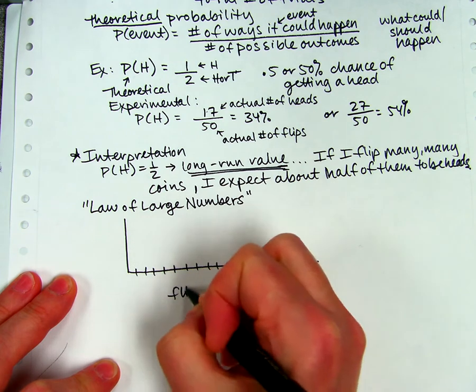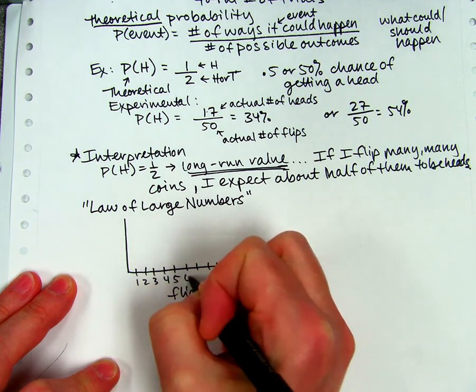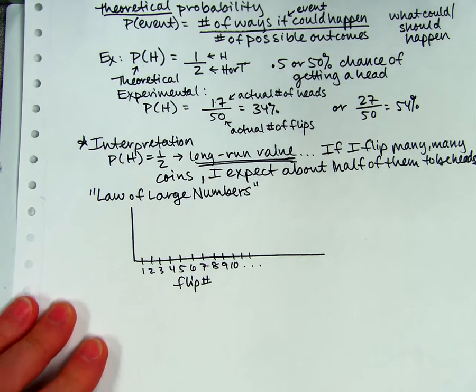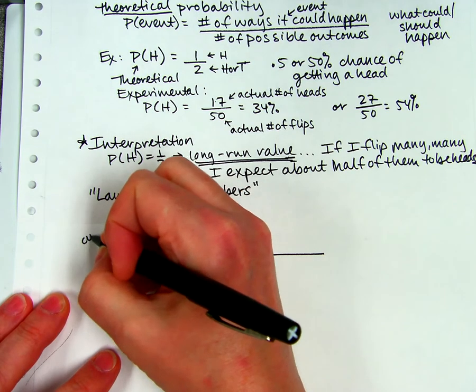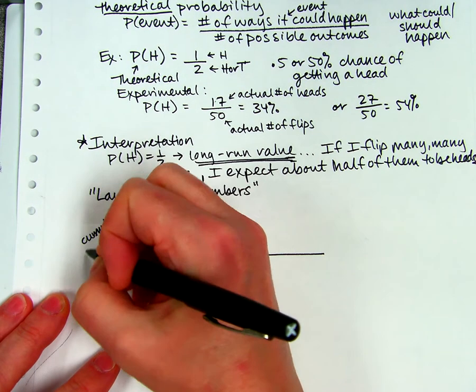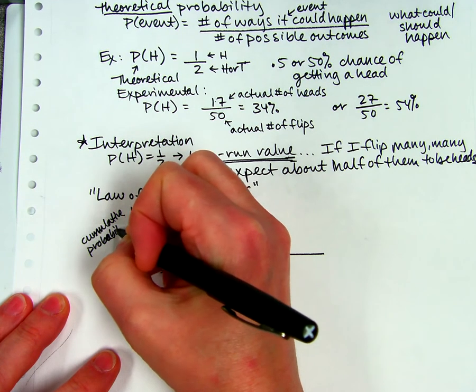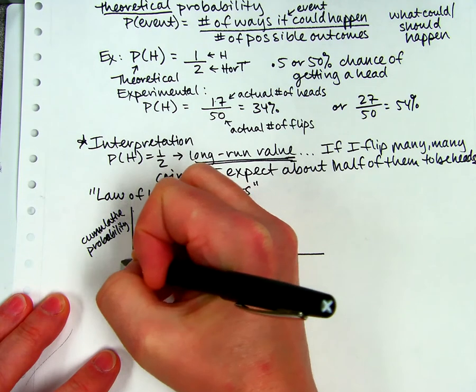This is the flip number. 1, 2, 3, 4, 5, 6, 7, 8, 9, 10, and then it just keeps going and it keeps going and it keeps going. And here I'm going to graph the cumulative probability of getting a head. And it could go anywhere from 0 to 1.